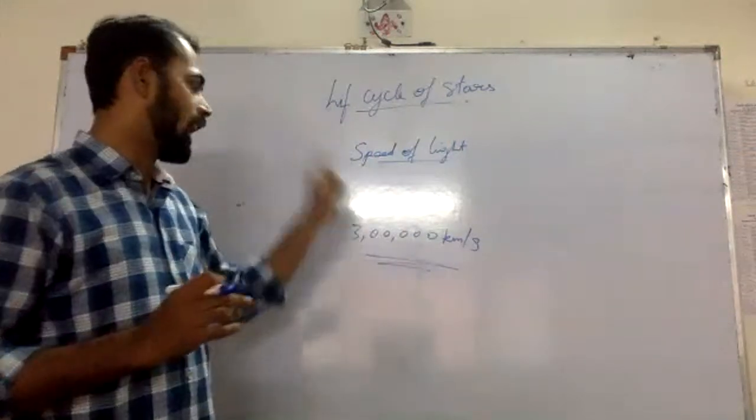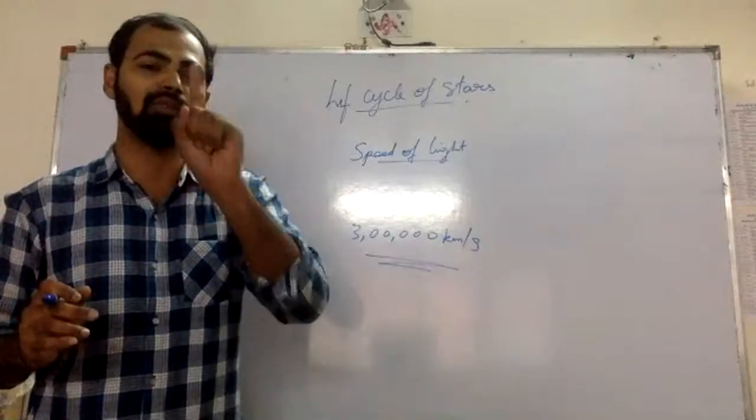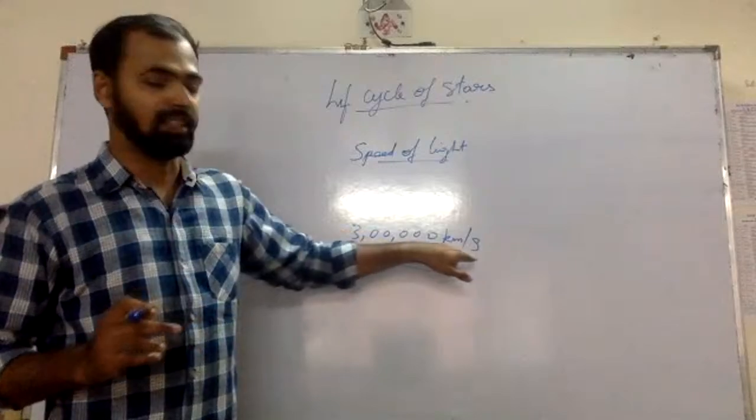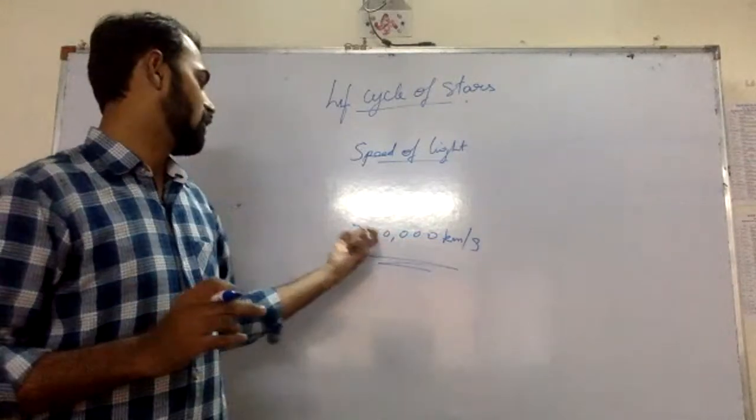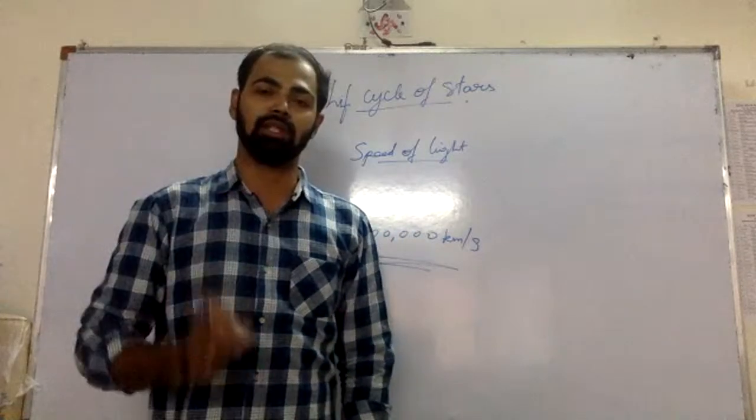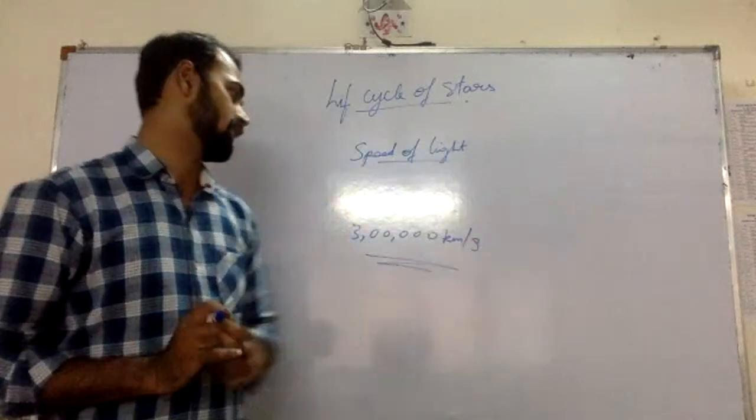That is the time taken by light. The distance light travels in 1 second is this. This is the speed of light. In 1 second, it will go up to 3 lakh kilometers. It will cover 3 lakh. That's the speed of the light.